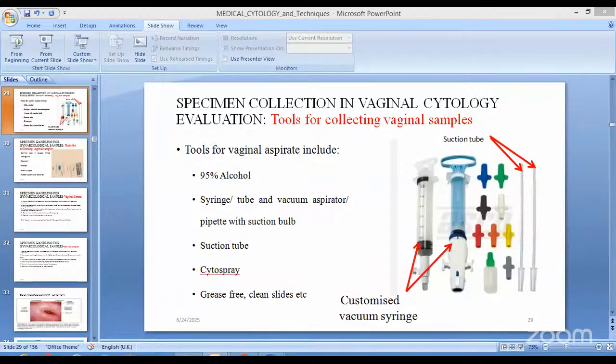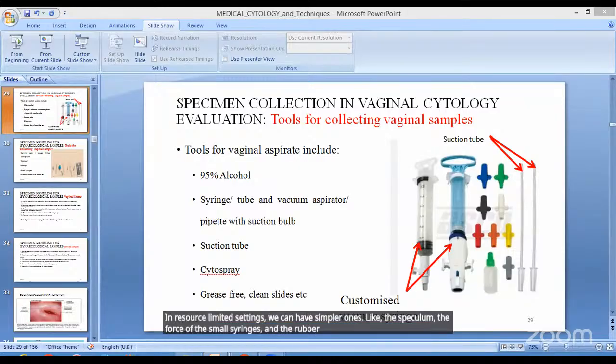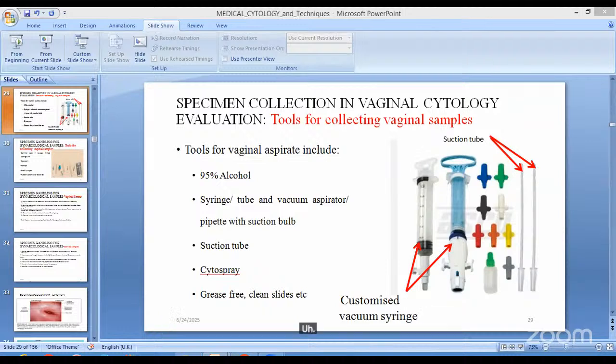In resource-limited settings, you can have simpler ones, like the speculum, the forceps, the small syringes, and the rubber suction bulb to create pressure for aspirating vaginal samples.